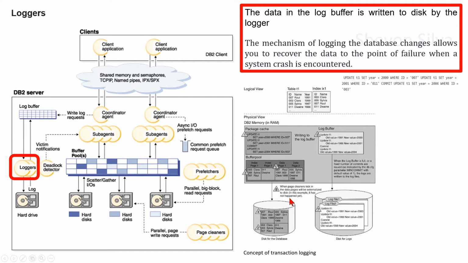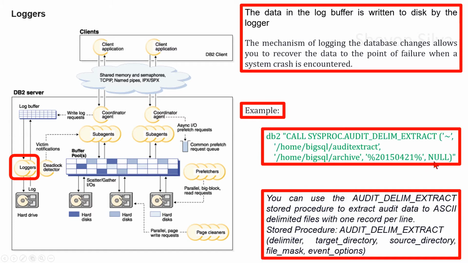When the data is committed and saved in the disk for the database, the data is considered to be externalized. As an example, we can consider DB2 call SYSPROC.AUDIT_DELIM_EXTRACT with title and title and %home/bigsql/audit_extract %home/bigsql %archive %201502421% now.